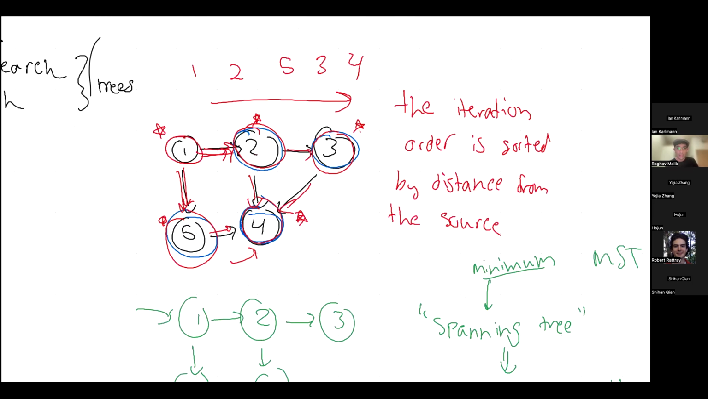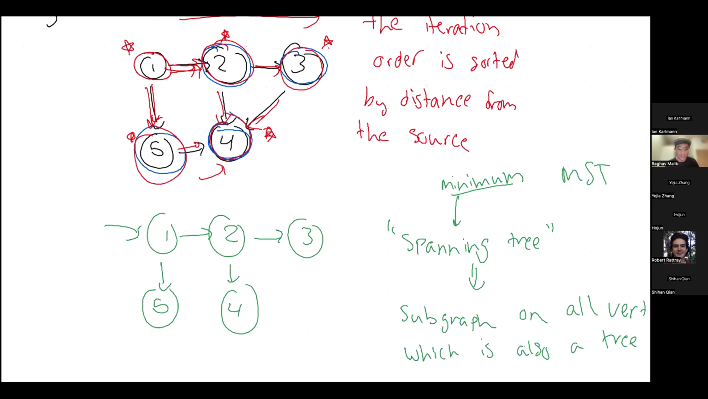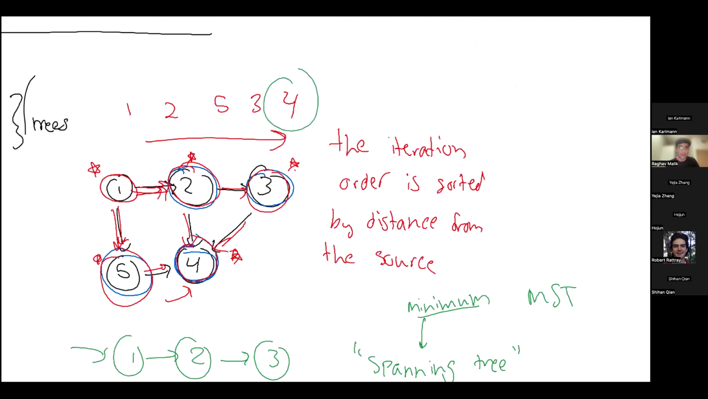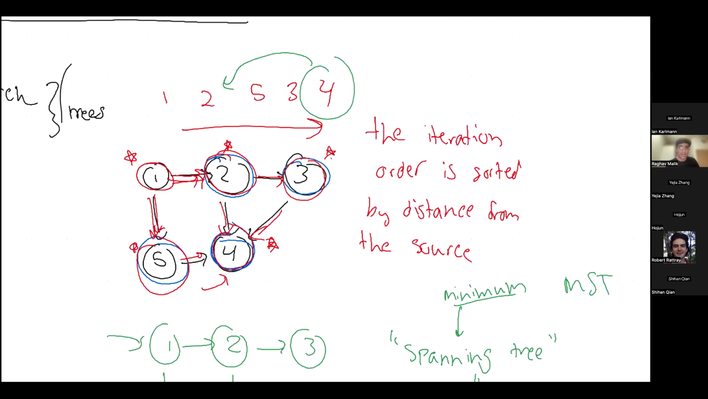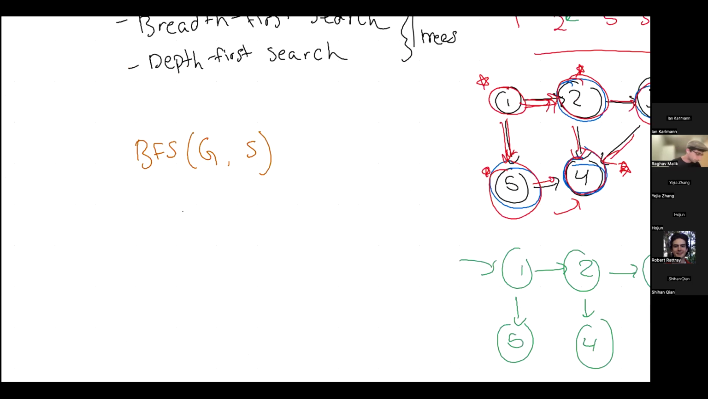So in particular, I also need to keep track of the predecessor of each node, right? So I need to know that I visited 4 as a child of 2. I visited 2 and 5 as children of 1. I visited 3 as a child of 2, right? So let's see how we do that.